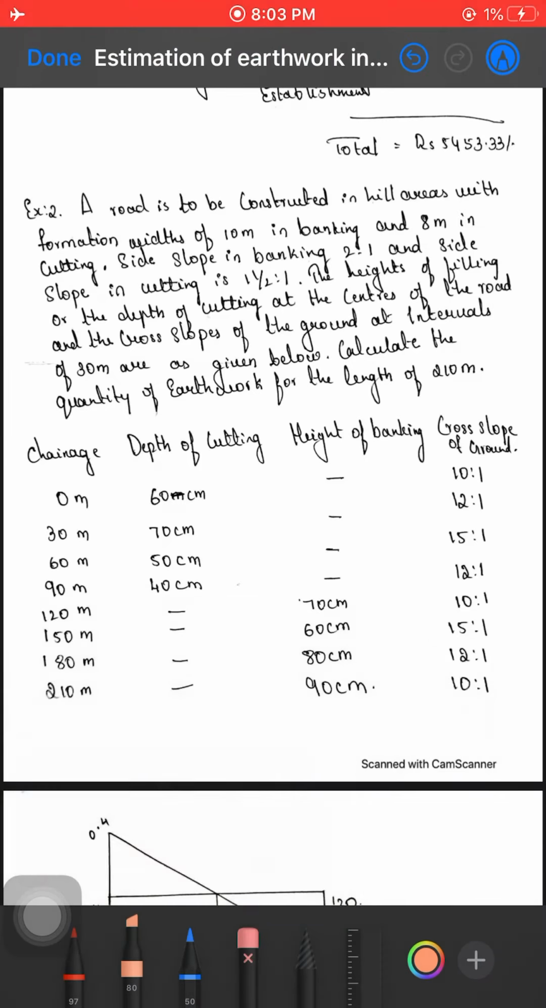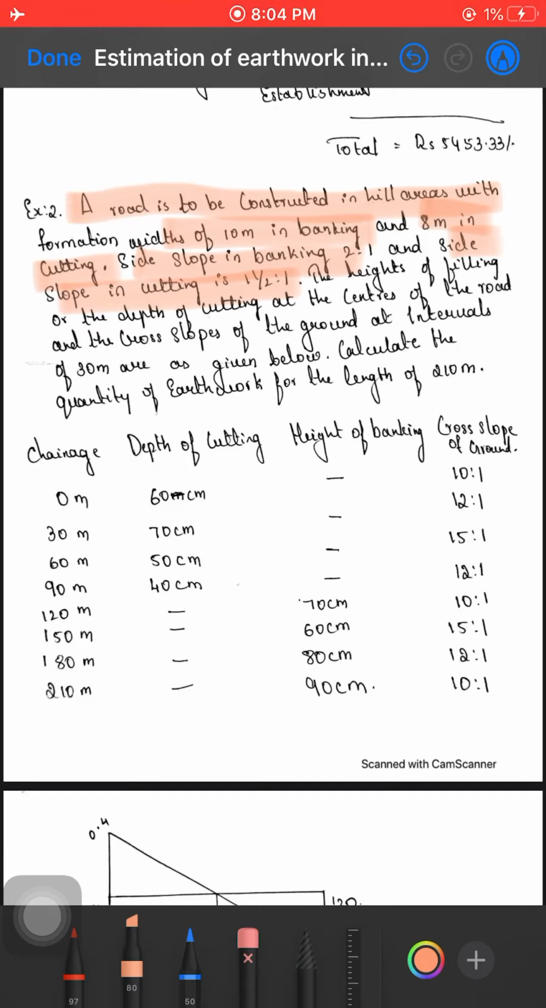A road is to be constructed in hill areas with formation width of 10 meters in banking. Okay, the second example, we'll be taking next example, that is a road is to be constructed in hill areas with formation width of 10 meters in banking. So it says that the formation width in banking is 10 meters and it is 8 meters in cutting. Okay, side slope in banking is 2:1 and side slope in cutting is 1.5:1.